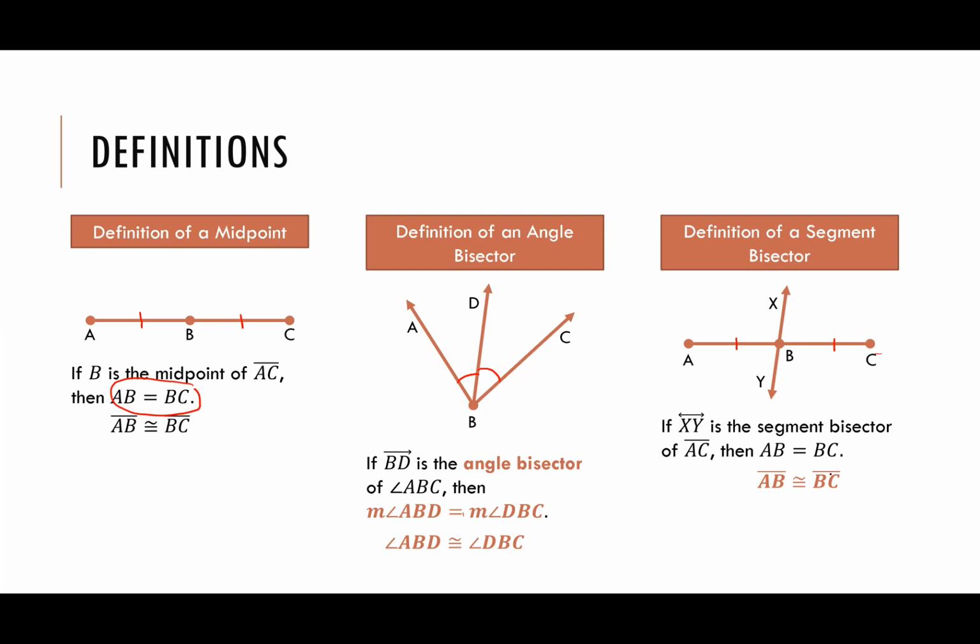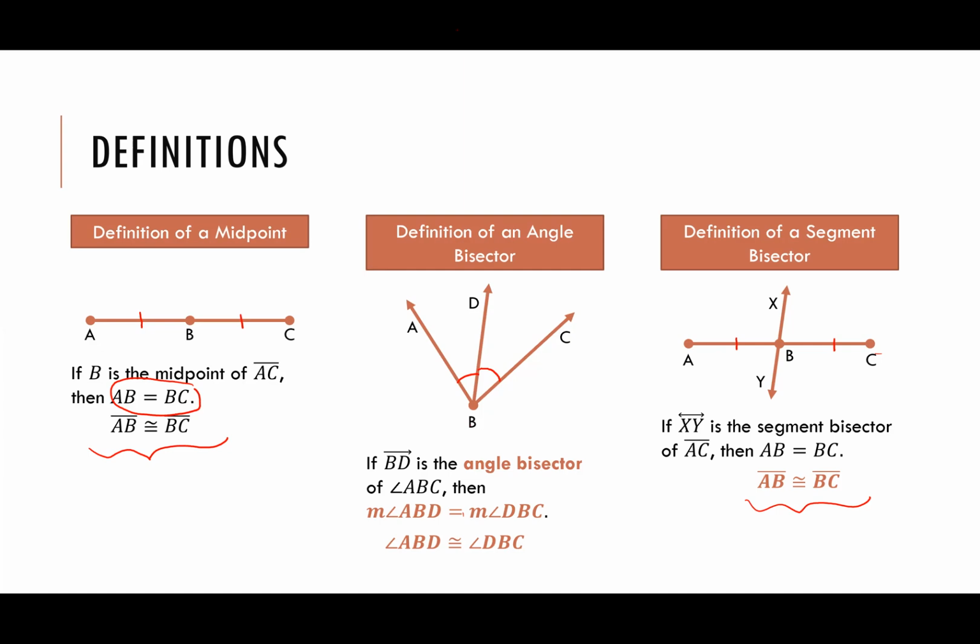Notice that these conclusions for segment bisector and midpoint are exactly the same. We're just given a different piece of information. The only difference between the segment bisectors and midpoints and the angle bisector is that now we're looking at congruent angles versus congruent segments.